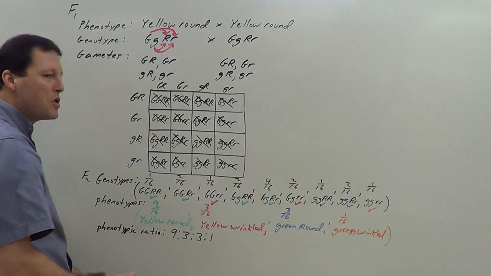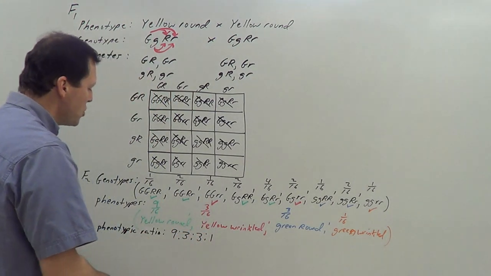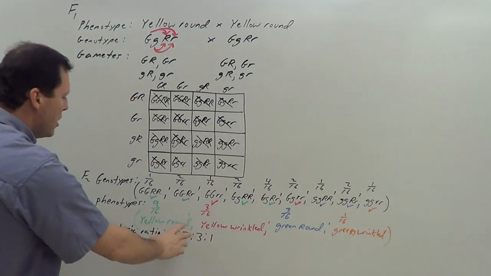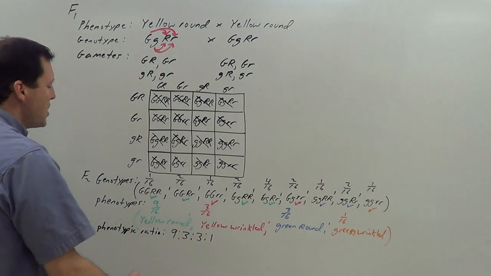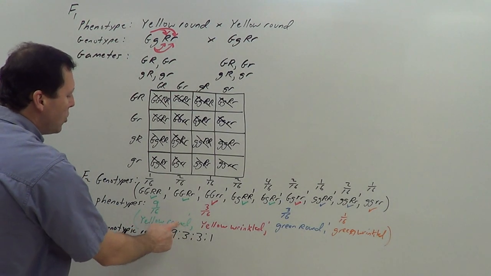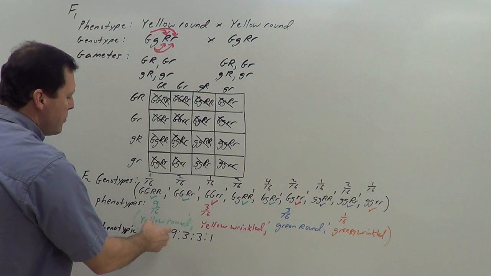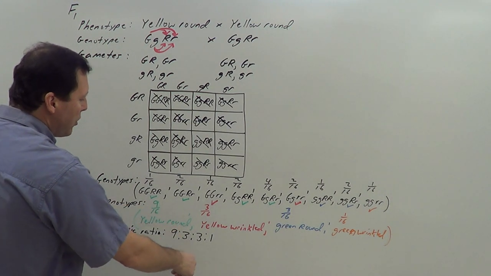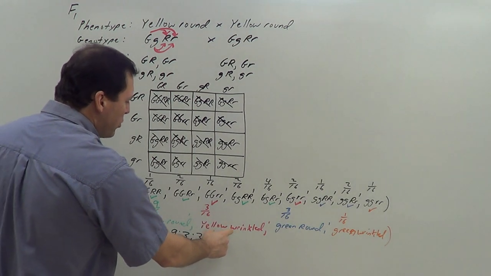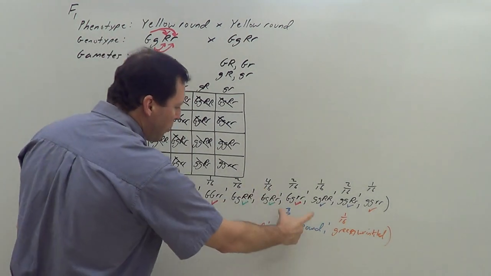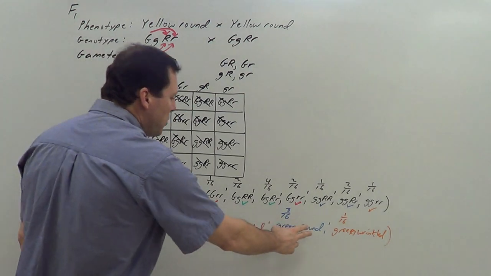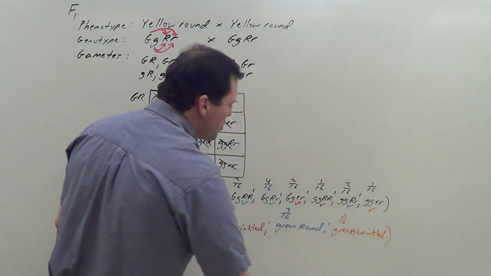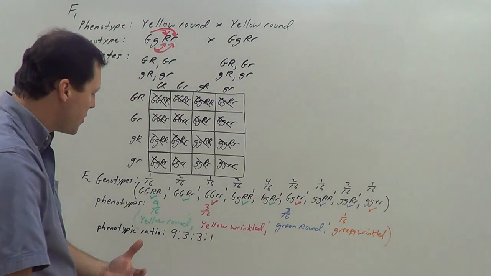In fact, that's Mendel's famous phenotypic ratio, which indicates independent assortment. 9331. What does that mean? Well, it means that there's 9 plants that produce yellow round seeds for every 3 plants that produce yellow wrinkled seeds, for every 3 plants that produce green round seeds, for every 1 plant that produces green wrinkled seeds.